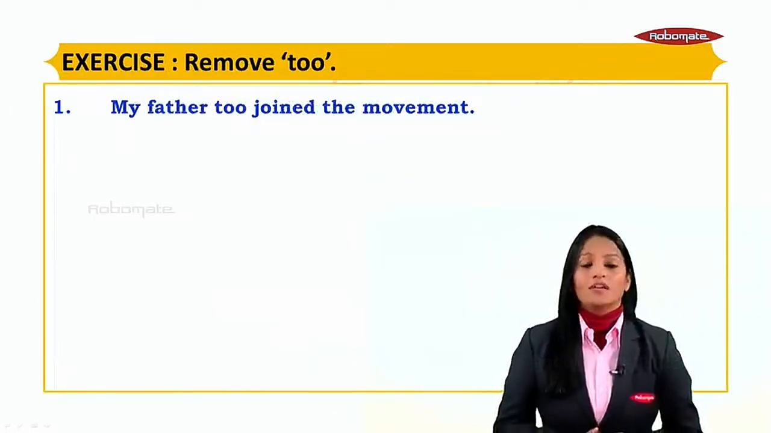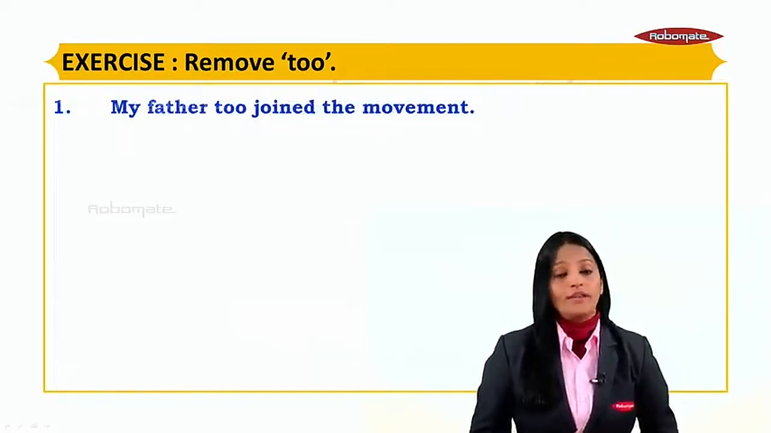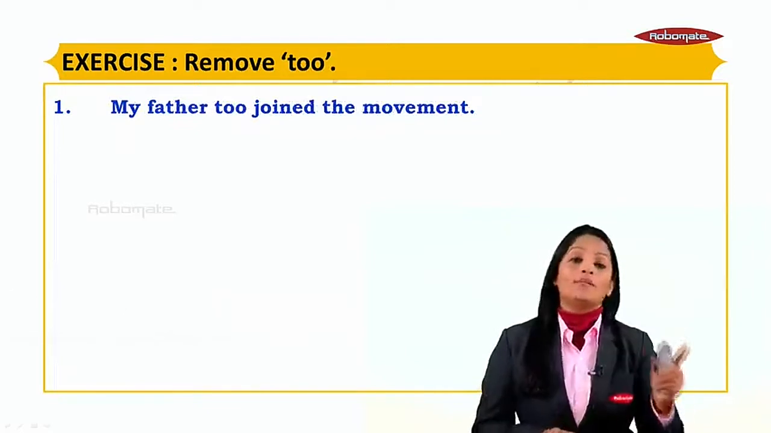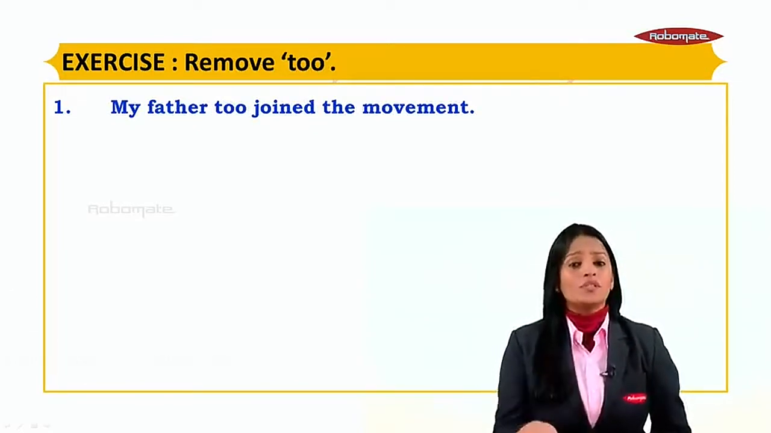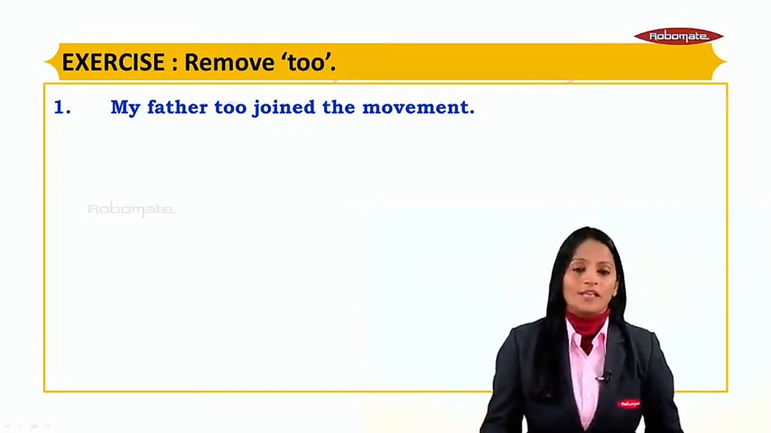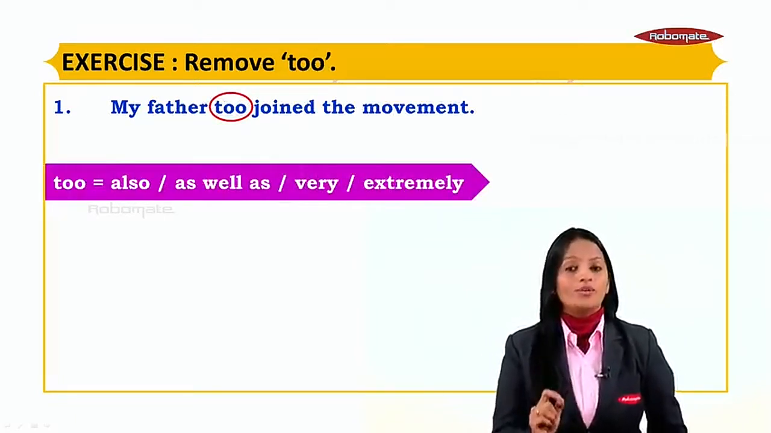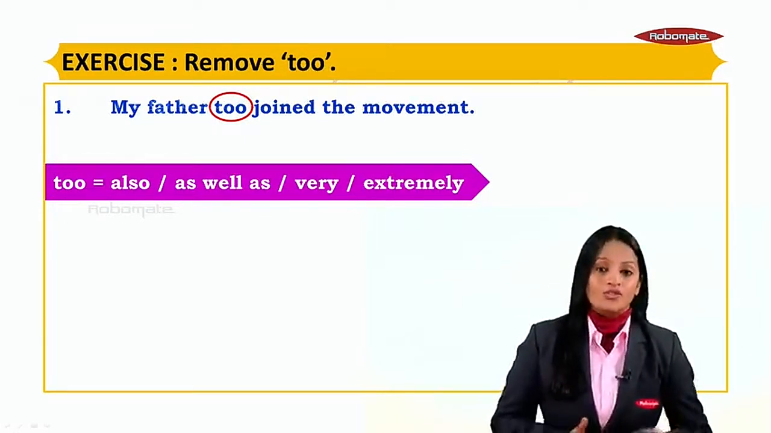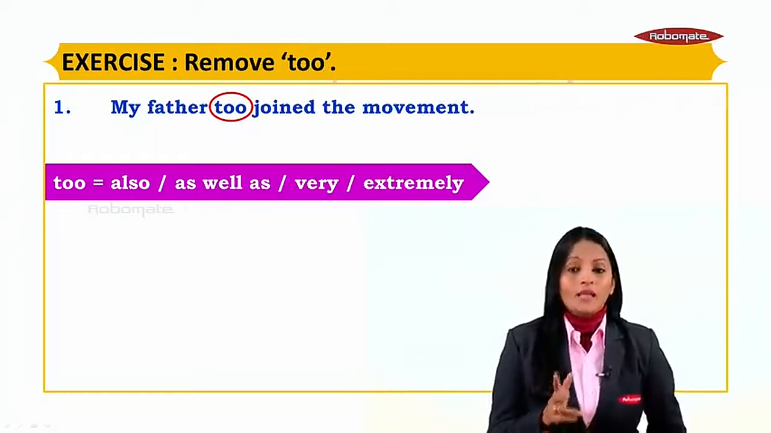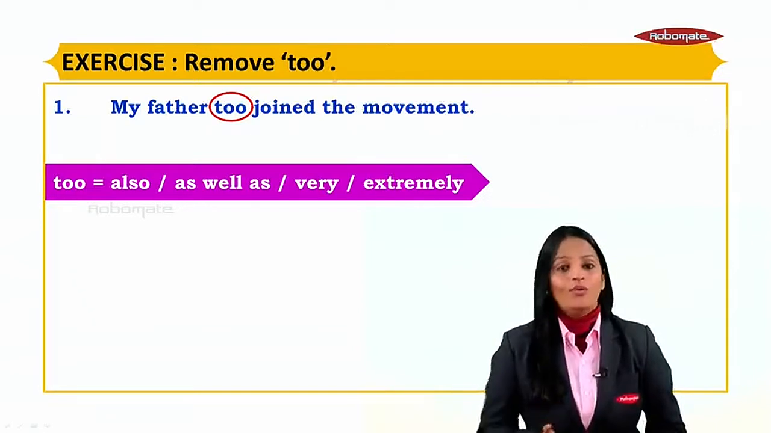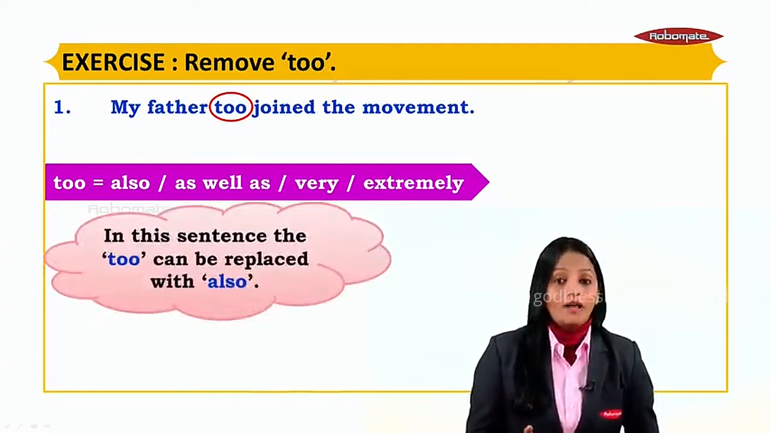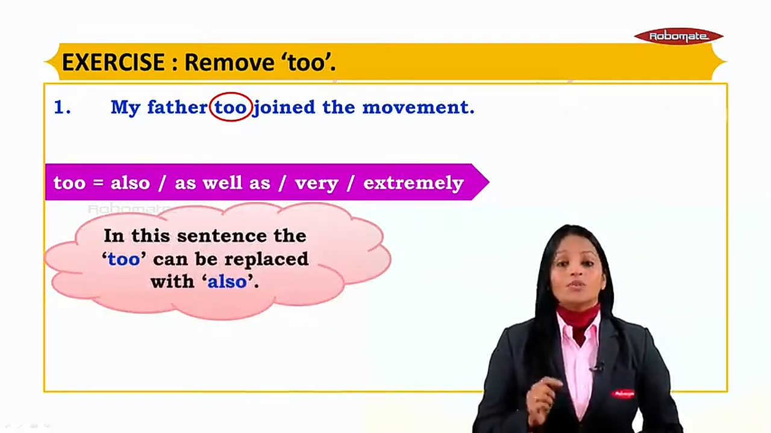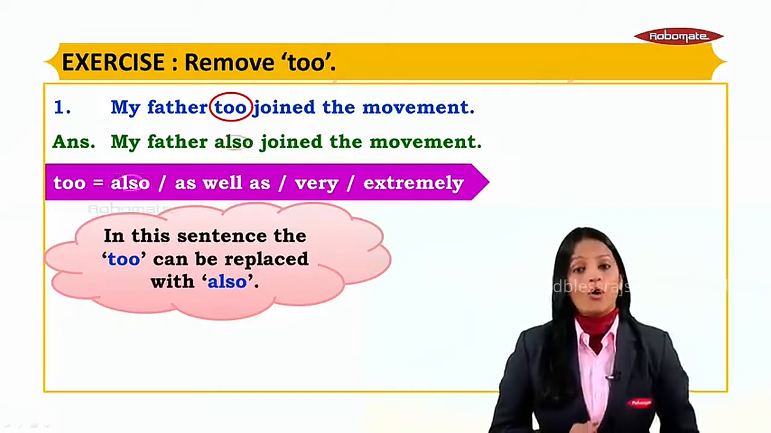Let us take a look at the exercise. Remove "too". My father too joined the movement. Remember, we had two options. One, "too" coming alone and "too" coming with an infinitive. Students, here so simple it is alone. There is no infinitive. So we have the option here, whenever "too" is alone, we replace it with also, as well as, or very, extremely. Now here, quickly try and replace. My father very joined the movement? No, immediately you know that it is my father also joined the movement. Okay, here as well as will not sound good, students. So in this sentence the "too" can be replaced with also.